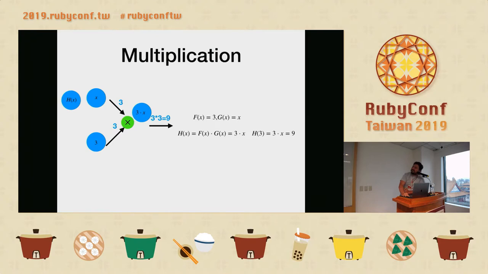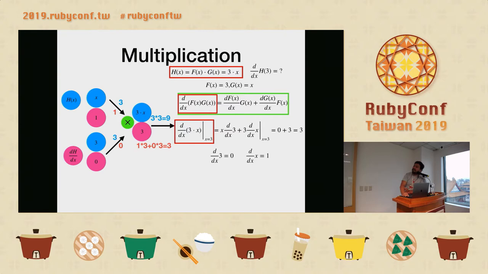So let's see another example. Let's say a multiplication example. We have a function 3x, right? So we have 3 and x, and you multiply them together, which is very simple. And let's see how the differentiated version works. We can see f(x) is 3 and g(x) is x. So we can use the multiplication rule.